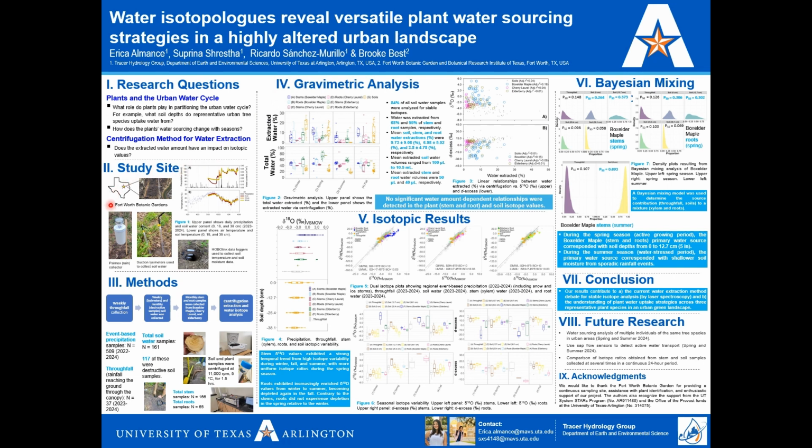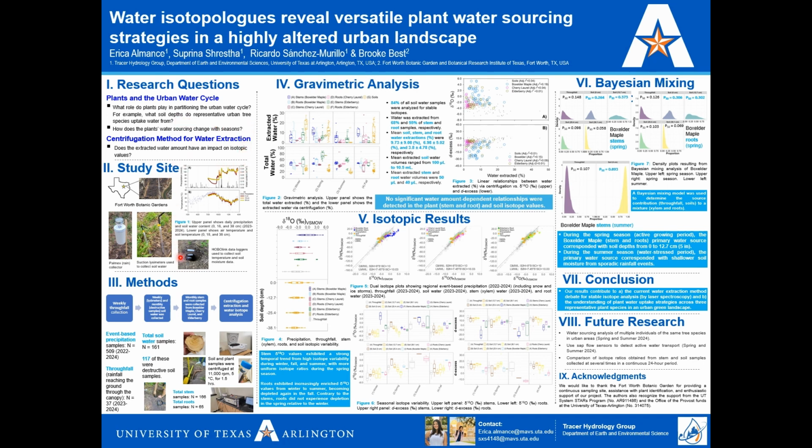Our study site, the Fort Worth Botanic Gardens, is an example of urban green infrastructure, which is any system that serves to mitigate water pollution and floods from flashy stormwater episodes. However, there is little understanding of the role that plants play in partitioning the urban water cycle. So, what water sources do different species prefer?